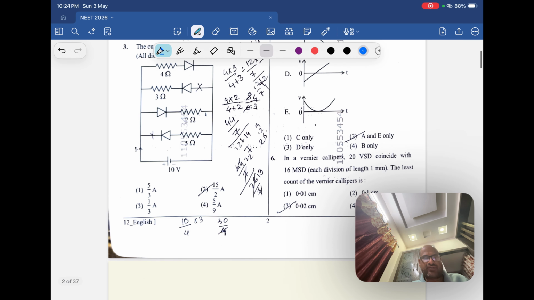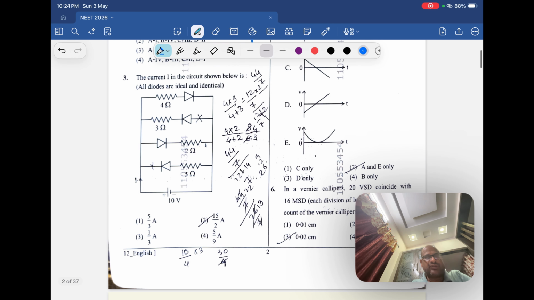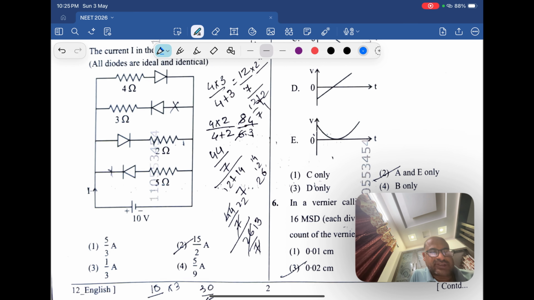Now coming to the next question, you see there are diodes, and we're applying a potential of 10 volts. So 4 ohm, 3 ohm. Now if you consider this is plus, this will be minus, this is plus minus, this is minus plus, this is plus minus. Why? Because we're applying the battery potential like this. These points will be, this will be high potential, this will be low potential, always.